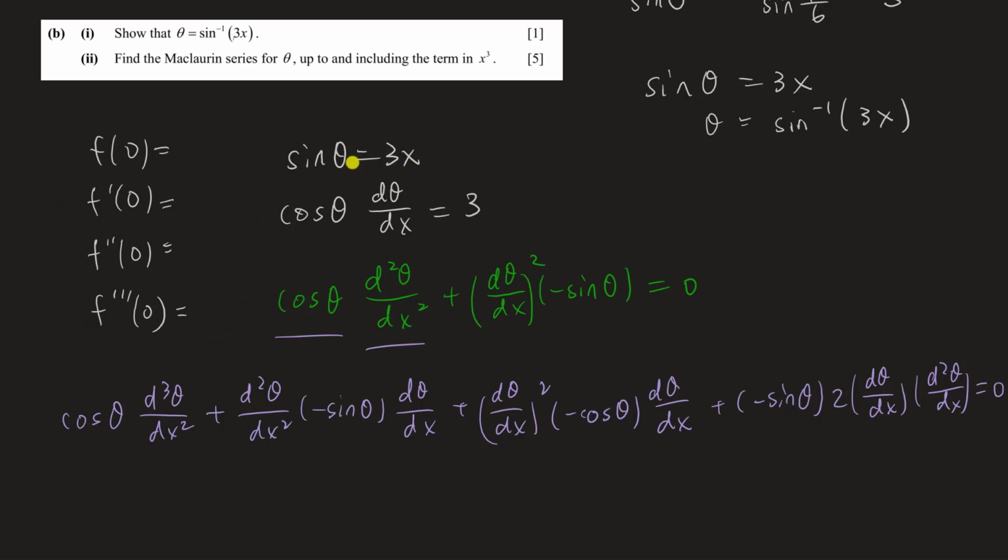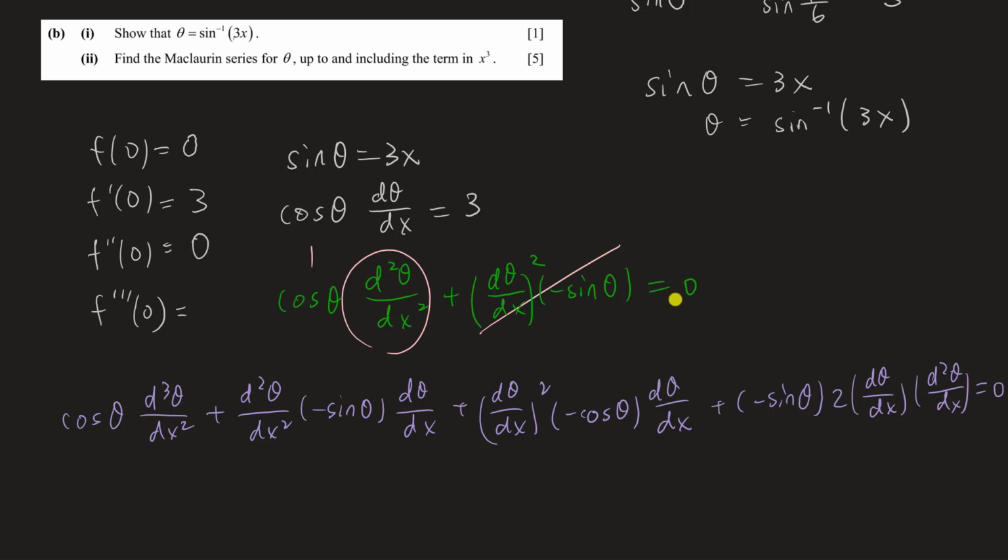When x is 0, theta is 0. So the first level is just 0. Second level, when x is 0 and theta equals to 0, d theta dx, this will give you 1. So d theta dx is just 3. Next stage, the green one, here f prime prime 0. So every time we see a theta, we put 0. This will give you 1. This is the one we want to find. This will give us 3. This will give us sine 0. So this is actually redundant. So d2 theta dx square gives us 0 as well.